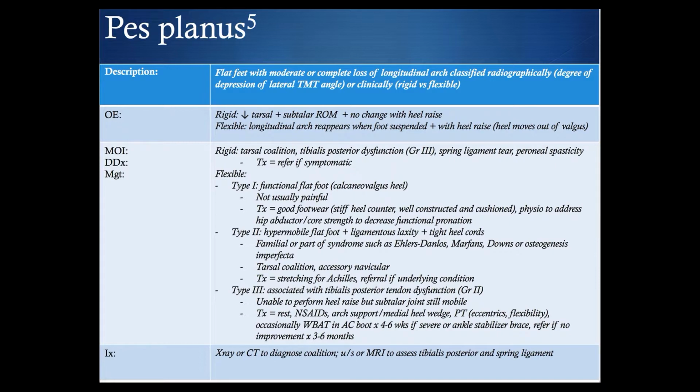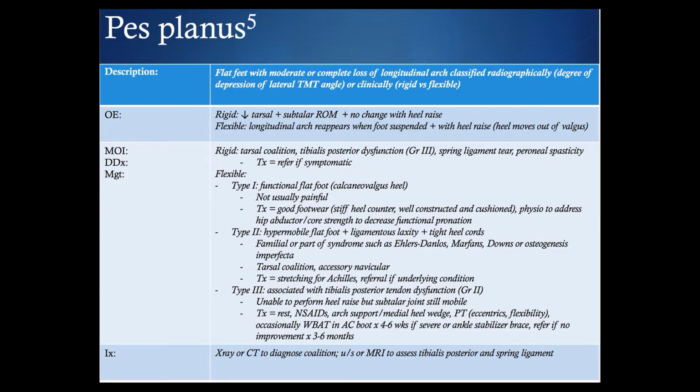Type 2 flexible pes planus would be indicative of a hypermobile flat foot with ligamentous laxity and tight heel cords. This is certainly something to consider as part of a condition like Ehlers-Danlos, Marfan's, osteogenesis imperfecta, or any familial or syndromic type presentation, also with tarsal coalition and accessory navicular. Treatment would be referral if there is an underlying condition, thinking about these conditions if the presentation fits, and a stretching program for the Achilles and gastrocnemius complex.